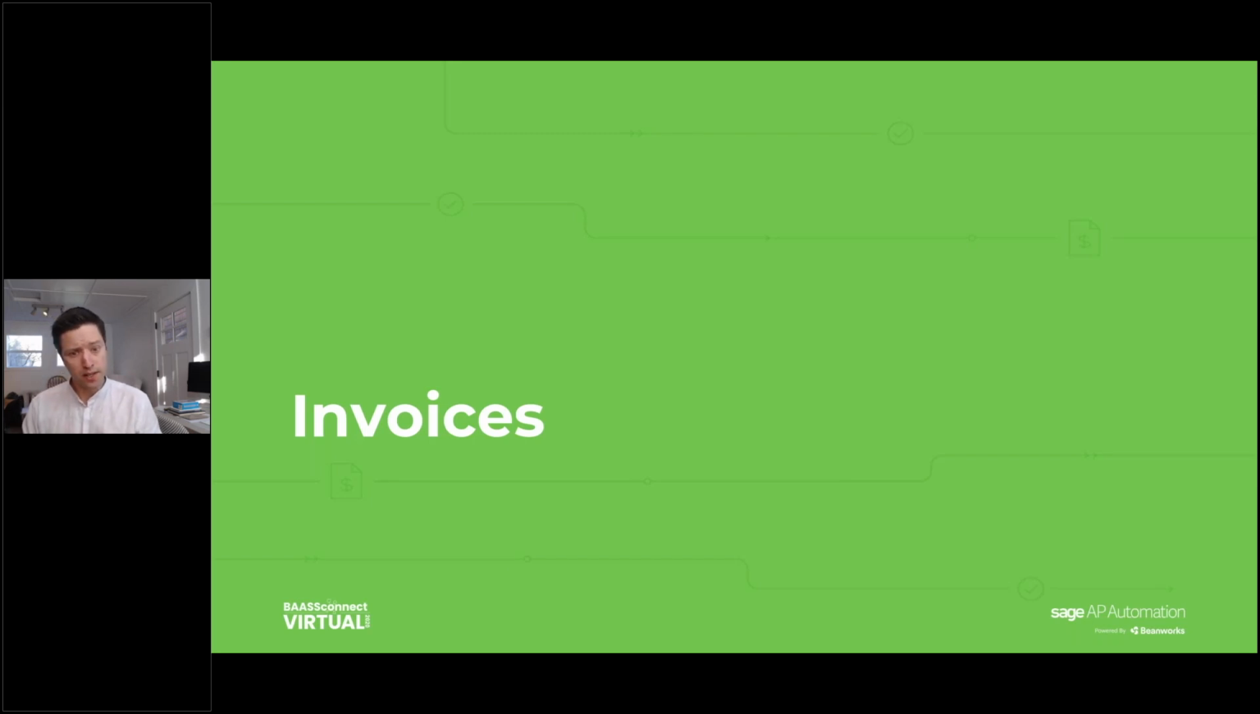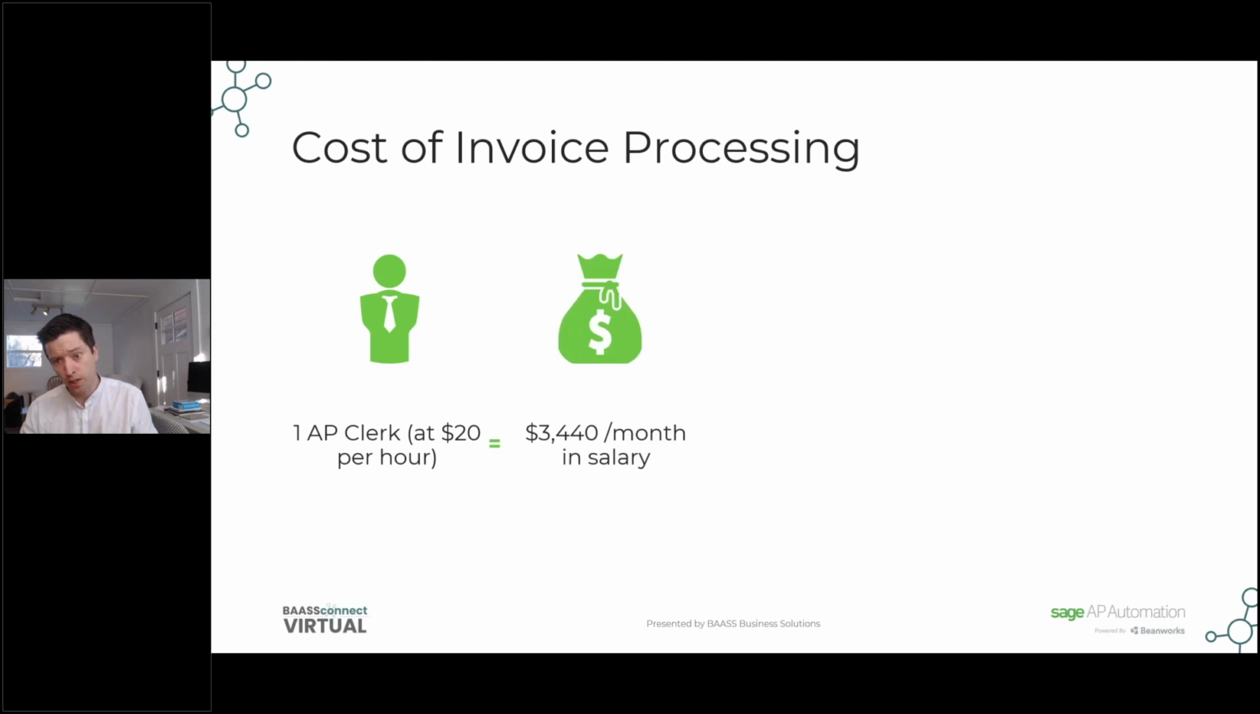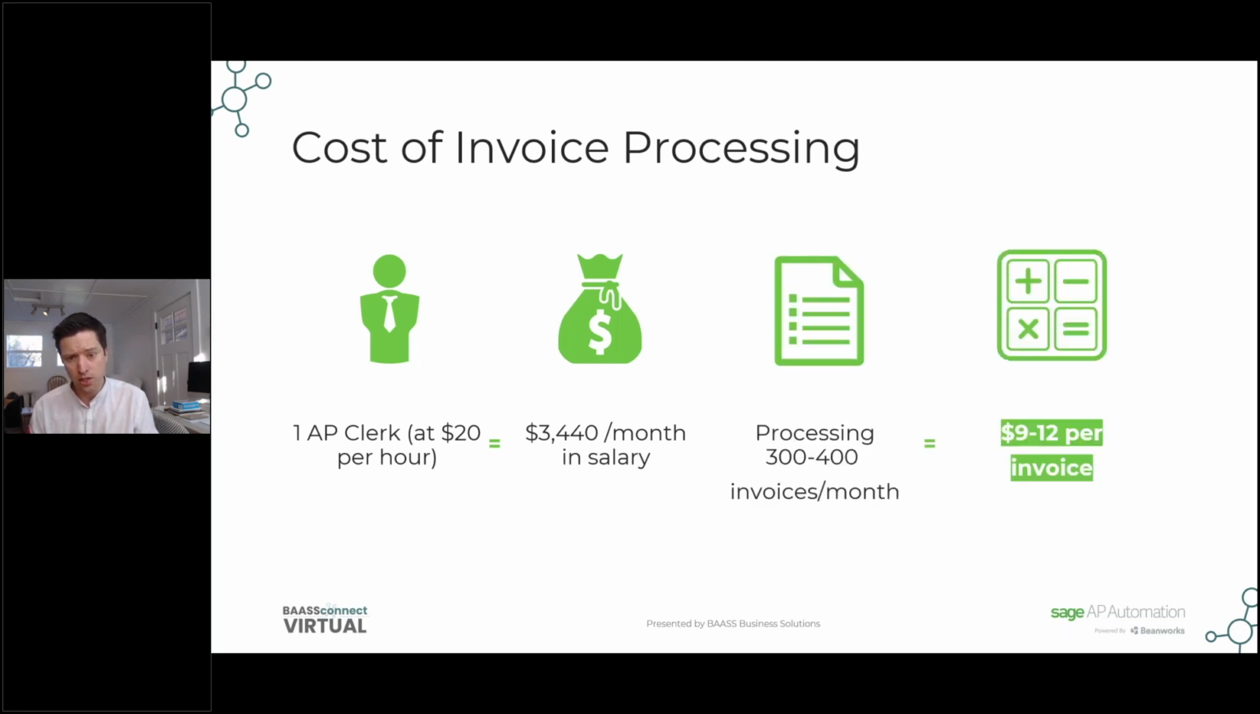Okay, so moving on to the next workflow, invoices, and this is really the bread and butter of our platform. The top issue with manual invoice processing is cost. When considering labor alone, if you have one AP clerk processing invoices at $20 an hour, or approximately $3,400 per month, and they have 300 or 400 invoices to get through monthly, that would cost your business about $9 to $12 per invoice. And that AP clerk could really be spending their time on more value-added tasks rather than data entry.